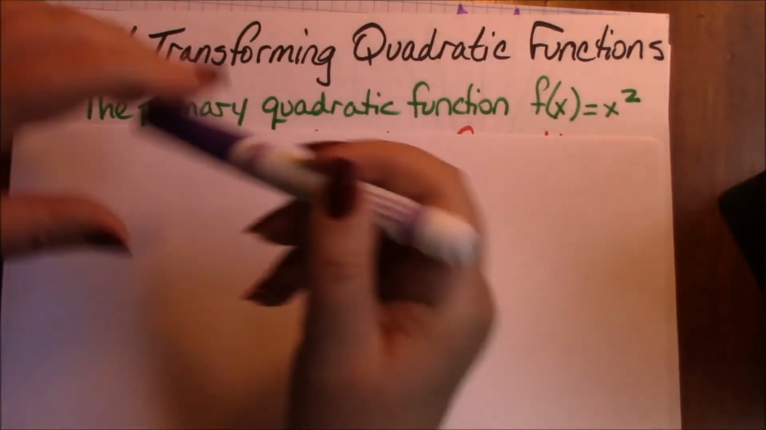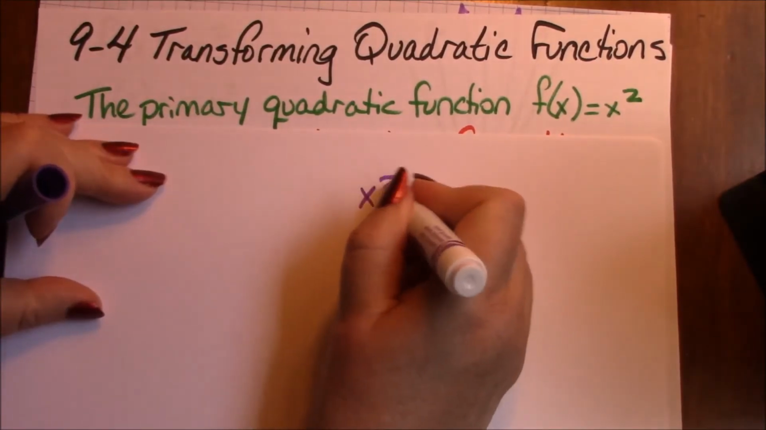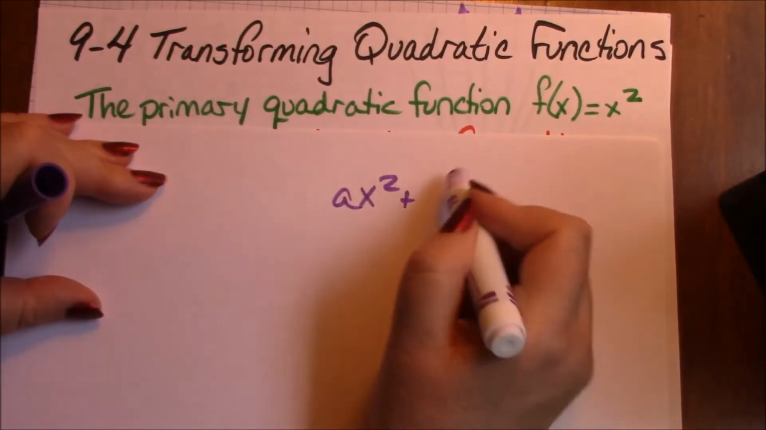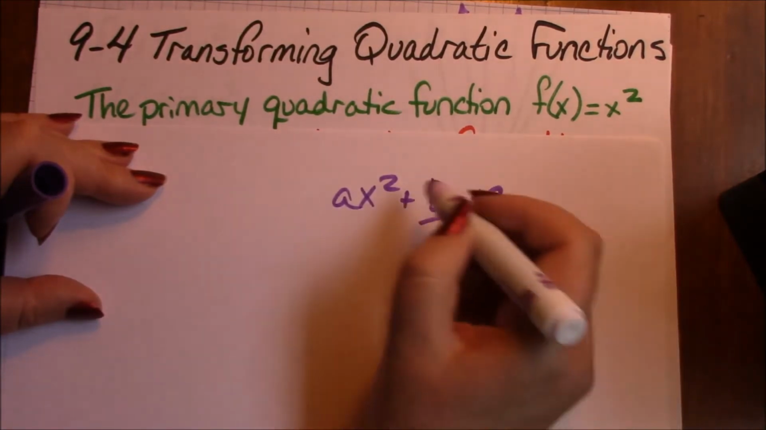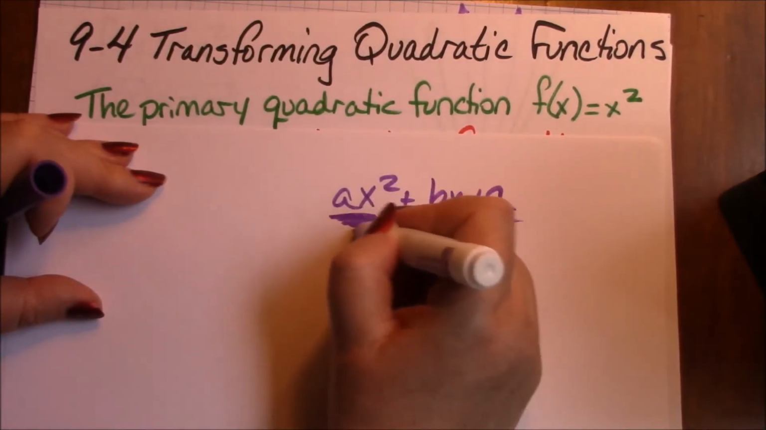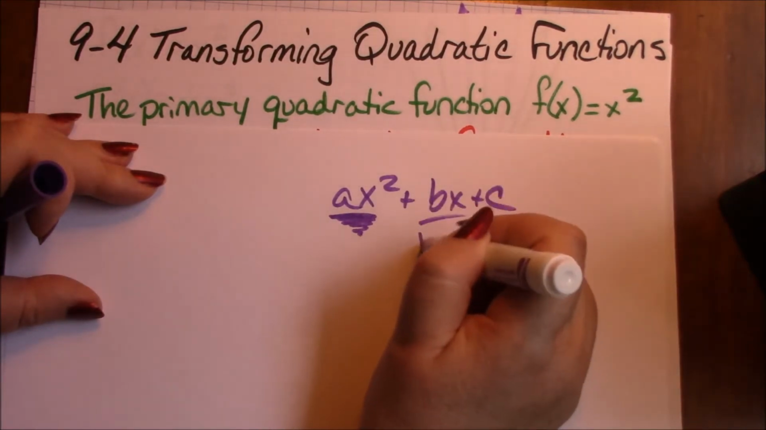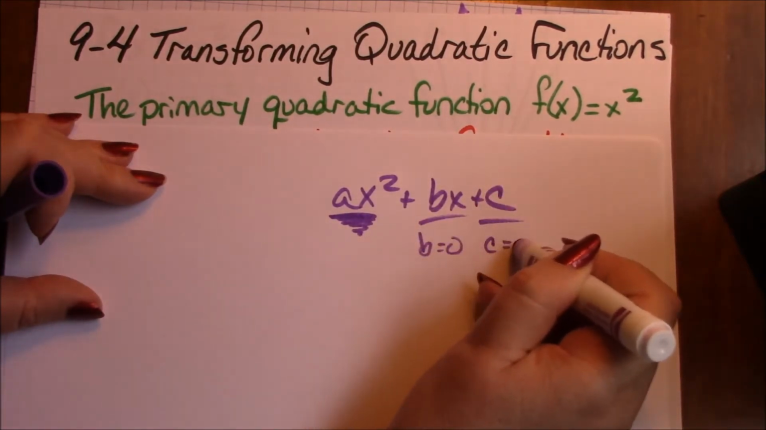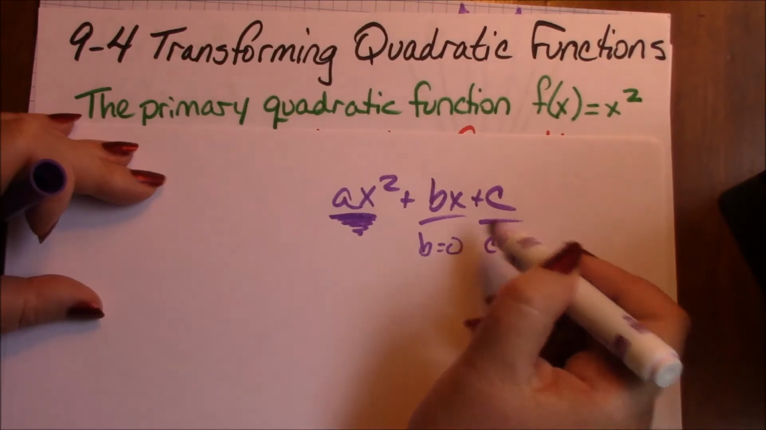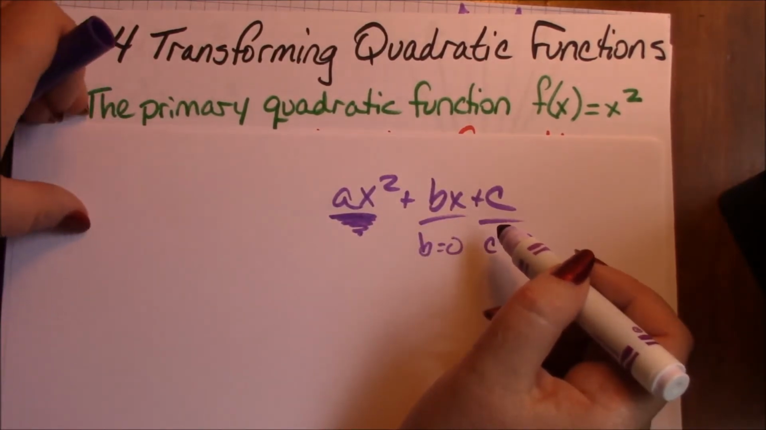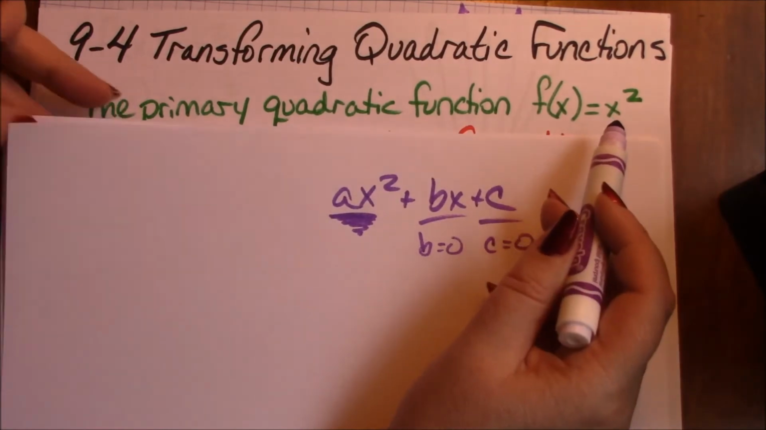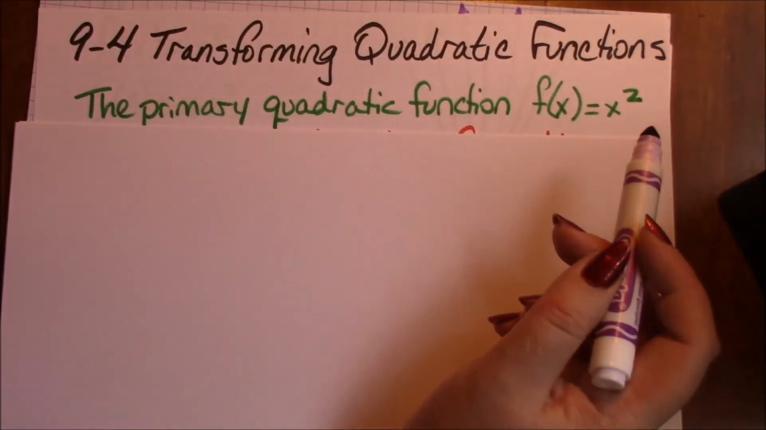Now it goes on to say ax squared plus bx plus c, and you can have all of this, but you have to have this. This b can equal 0 and c can equal 0, and that's fine. But a cannot equal 0 or it's not quadratic. So the very, very basis is this, and this is what we're going to be working with most today.